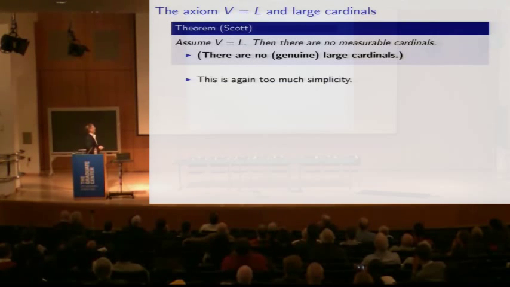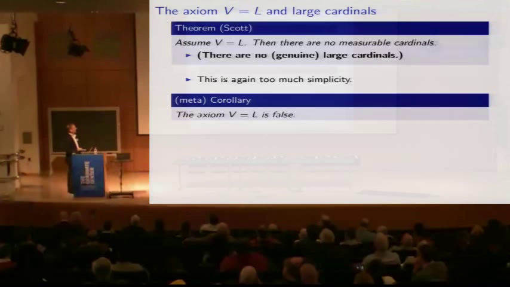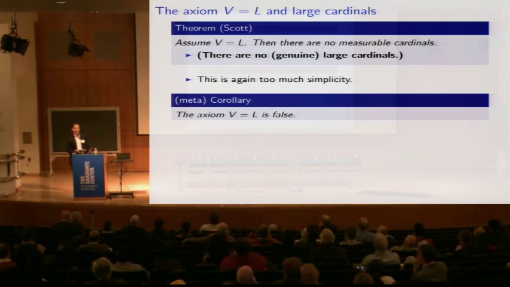What about large cardinals? Well, Scott showed around 1960, before Cohen, that if you assume V equals L, then there are no measurable cardinals. The modern view is that if you assume V equals L, there are no genuine large cardinals. This is, again, too much simplicity. L's too small. It provides a robust conception of sets, but it throws out too many sets. So the meta-corollary is that the axiom V equals L is false. It contradicts the founding principles of set theory, which is kind of an expansionist doctrine.